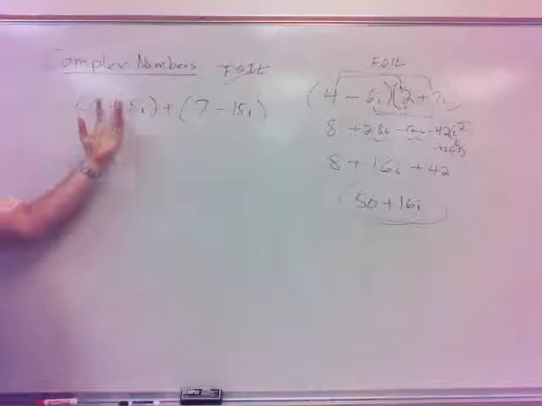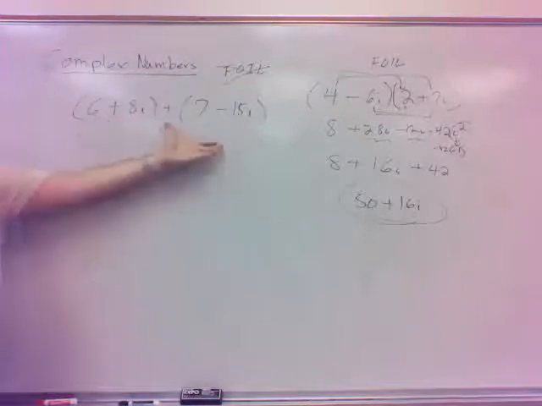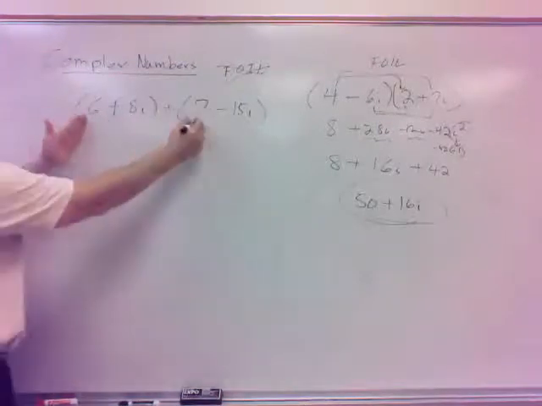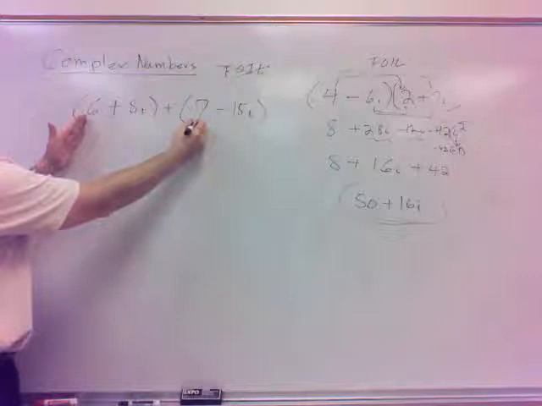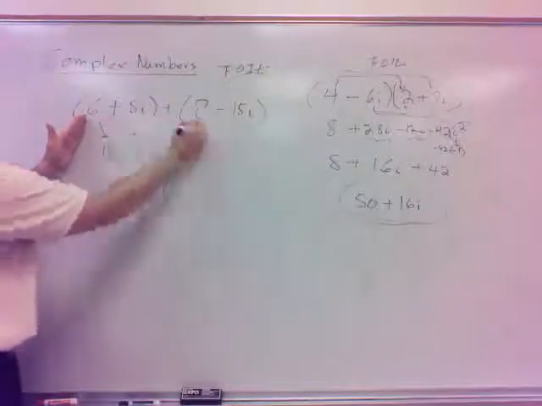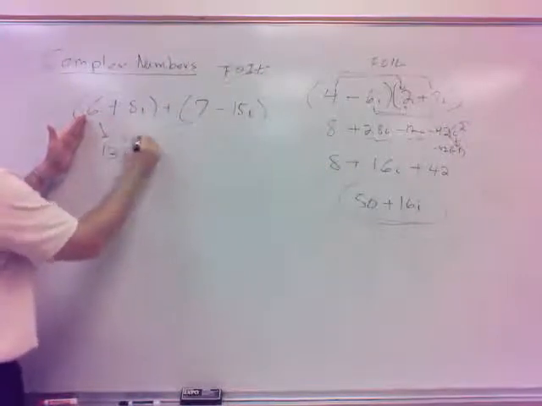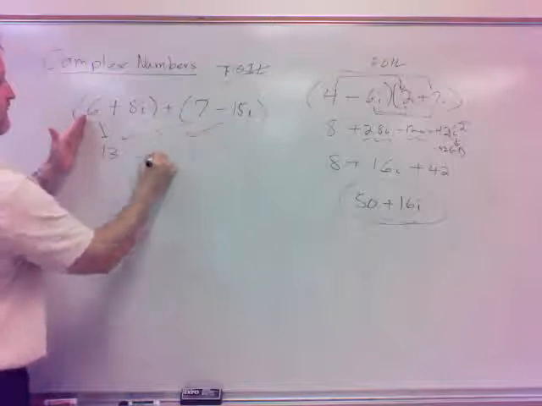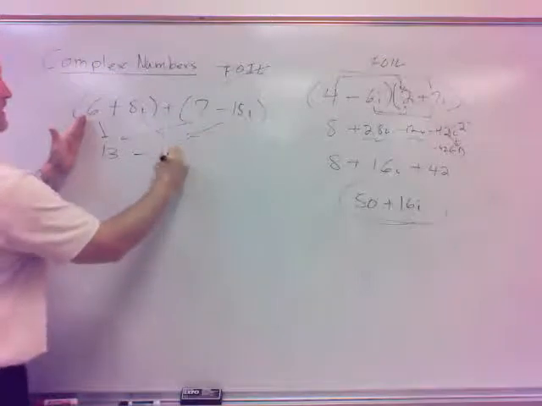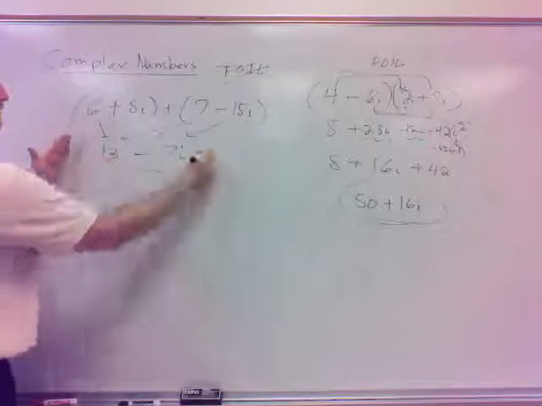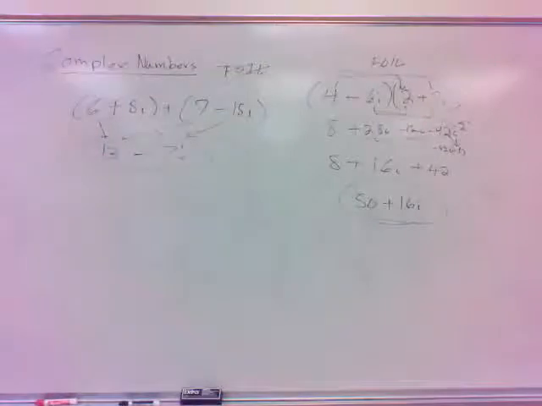I just need to add the like terms. I'm just adding these two together, so that means add the like terms. So I need to add the 6 and the 7, and it's 13, and then the 8i and the minus 15i gives me minus 7i. So don't FOIL unless it's multiply or square. You know, squaring will FOIL too. But be careful on that one.